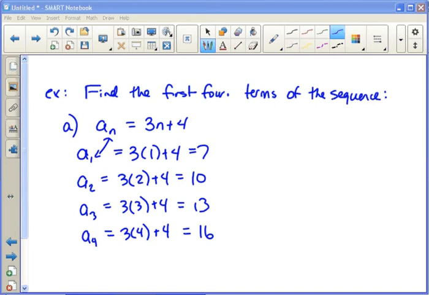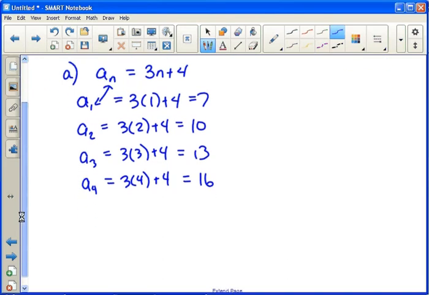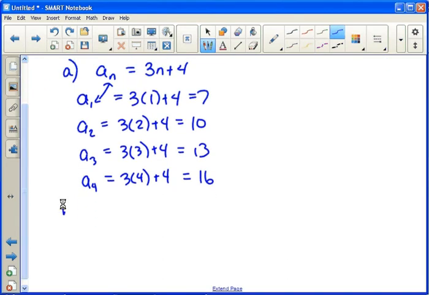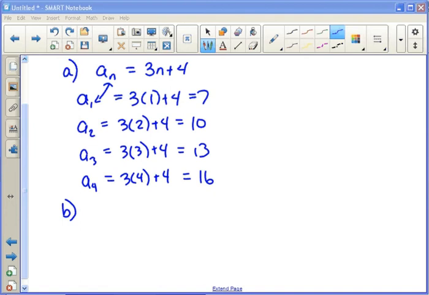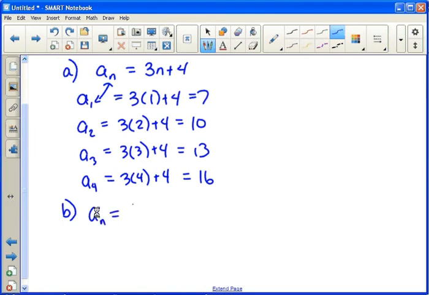So let's try another one. And for this one, let's do -1 raised to the n over 3 to the n minus 1. Okay, now this one may be a little complicated to do by hand, excuse me. So we're going to do this one with our calculator. So give me just a moment and I'll pull up the calculator and show you how we can do this.